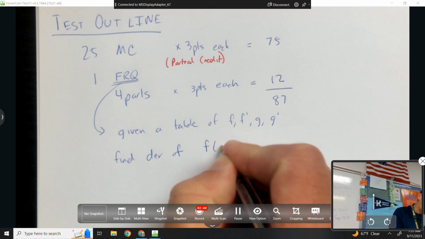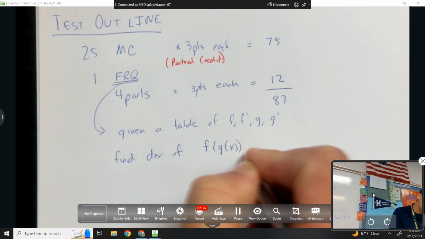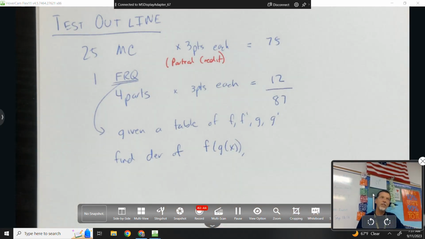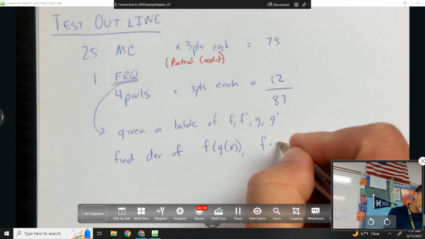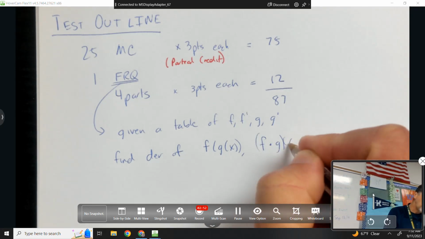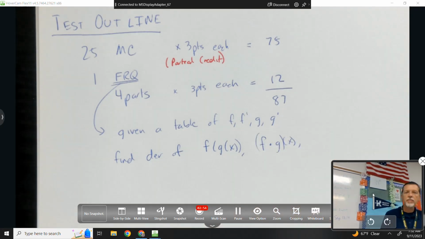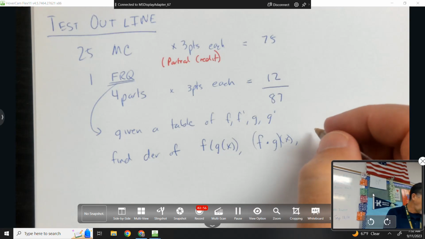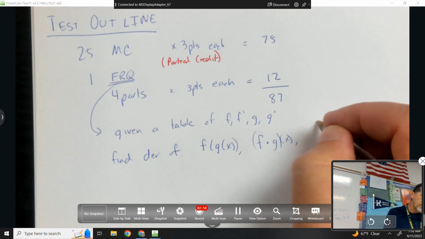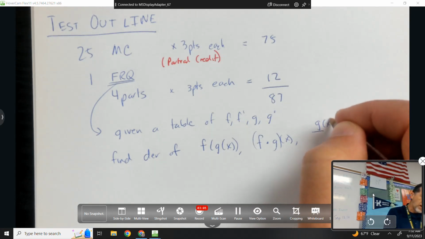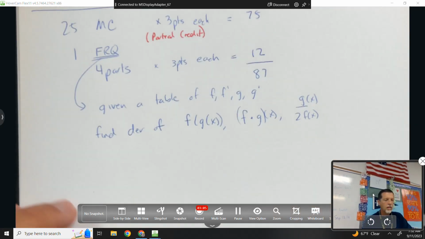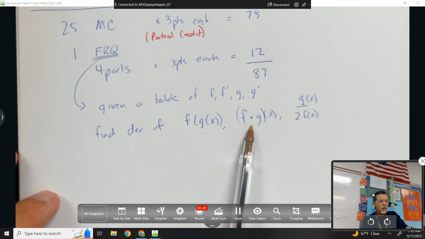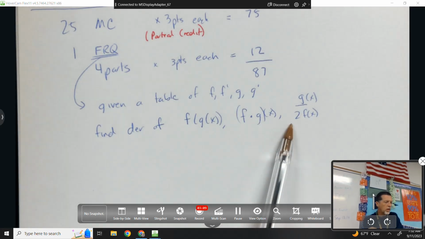I can ask you to find the derivative of F of G of X, or G of F of X, or F of F of X, or G of G of X. So all the composition stuff. I could ask you to find the derivative of F times G of X. I could ask you to find the derivative of G of X over 2 F of X. So we got chain rule, product rule, quotient rule.